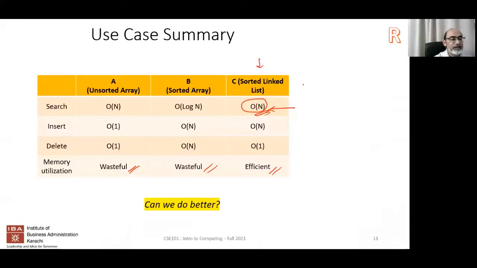And now we've got a data structure type D, which is a binary search tree. And now the search takes order of log n. All right. Insert takes order of log n, deletion takes order of log n, and is it wasteful or is it efficient in terms of memory utilization? Clearly, it's efficient. Why? Because it's a linked list and it's not using contiguous memory.